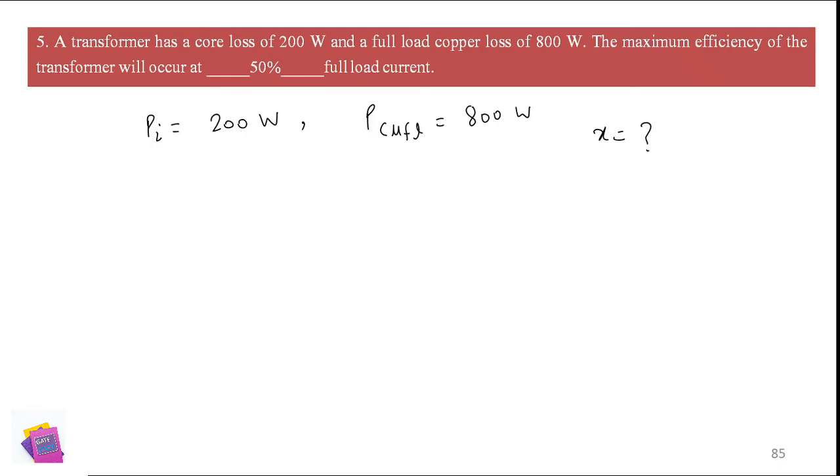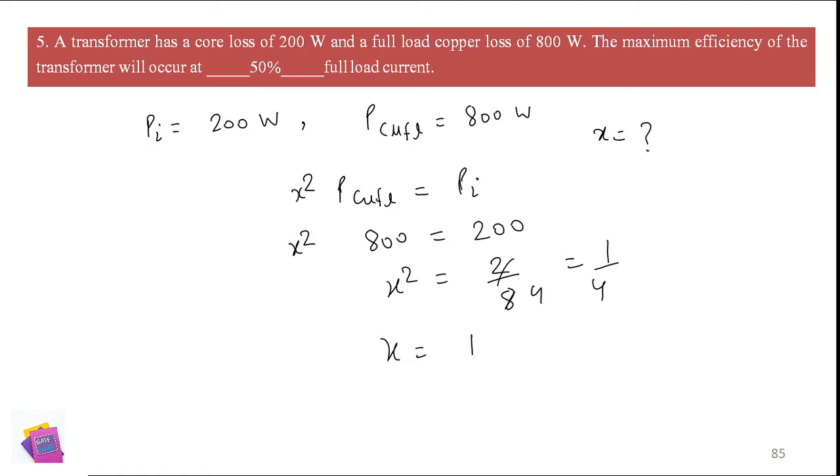So what is the formula? Formula is x square P copper full load equal to iron loss. So you have to find x square times P copper. It is given to you, 800 equal to 200. So directly you can calculate. It is 2 by 8, 1 by 4.